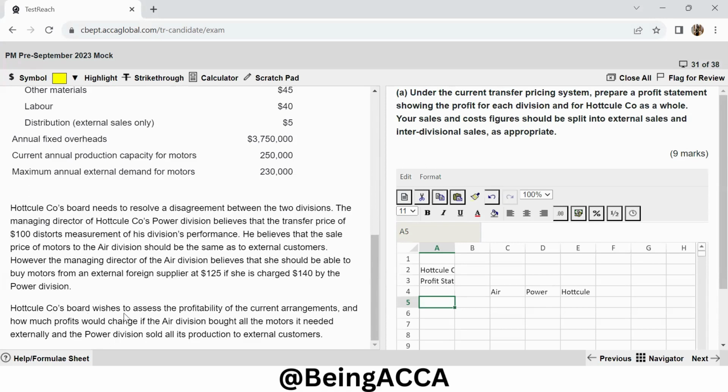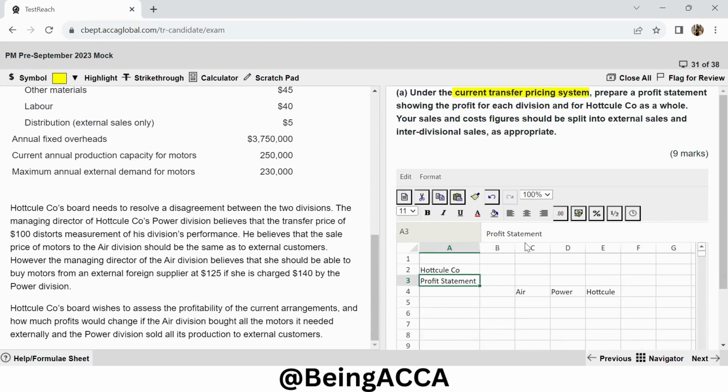Now, Hottcule Company's board wishes to assess the profitability of the current arrangements and how much profits would change if the air division bought all the motors it needed externally and the power division sold all its production to external customers. So first of all, in this scenario, the first requirement wants us to evaluate the current situation, right? So under the current transfer pricing system, we have to find out our answer. So I've highlighted this as well. We can broaden this cell a little bit, right? So profit statement, and this is for the current scenario.